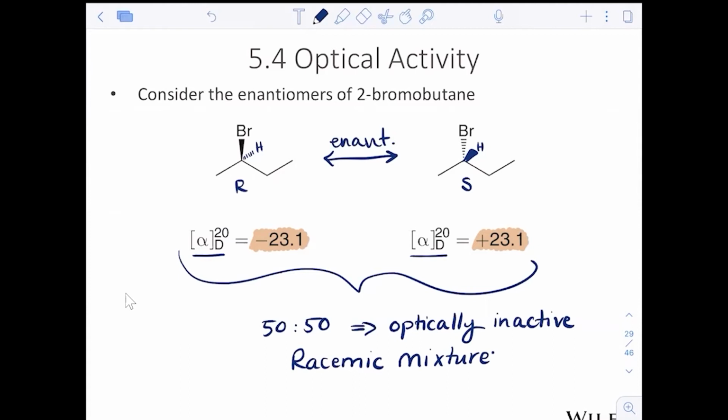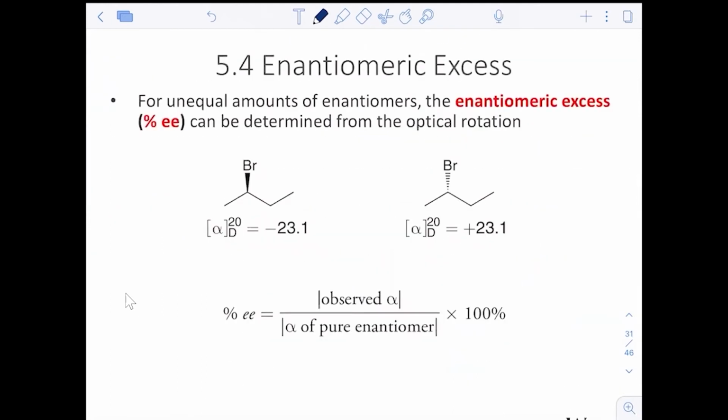If we're trying to make this molecule and we're trying to see how much R and how much S we have, we can use a polarimeter to quickly identify what the specific rotation was and compare it to the textbook specific rotation. And that's what's truly important about optical activity.